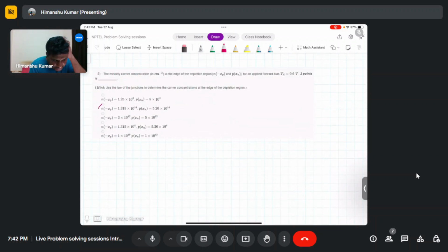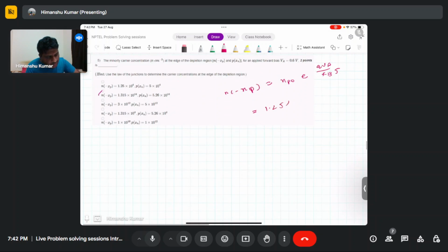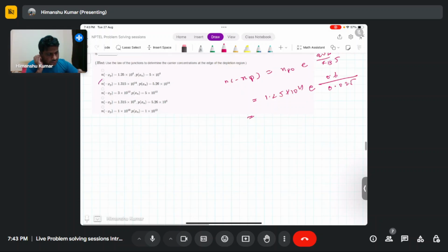So the minority carrier concentration at the edge of the depletion region with an applied bias of VA equals 0.6 volt, you can calculate. So n of minus xp is np naught times exponential of qVa by kBT. Np naught you calculated as 1.25 into 10 power 4, exponential of 0.6 divided by 0.025 electron volt, and if you solve this, you will get 1.315 into 10 power 14 per centimeter cube.